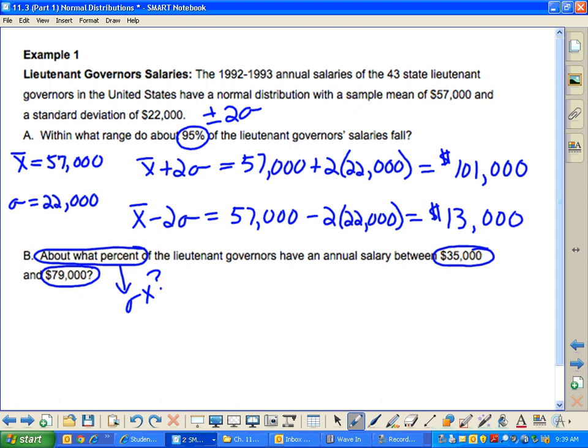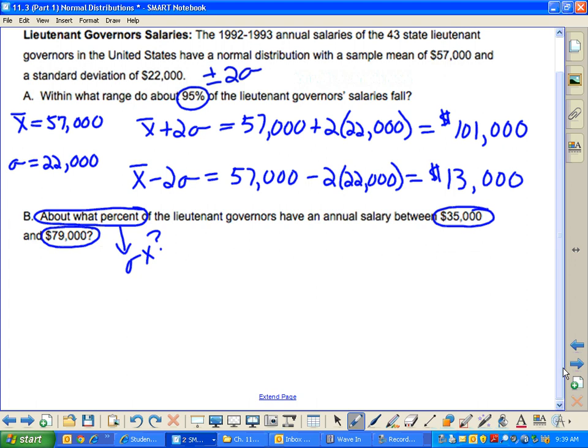And I'm looking for the percent of the 43 governors. How many of them, more or less? What percent of those people make between $35,000 and $79,000? So to do that, I'm going to figure out how that value differs from the mean. In other words, I'm going to figure out the standard deviations associated with those data values. So let's start with 79,000.